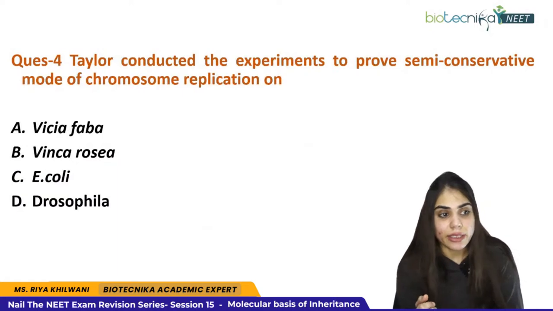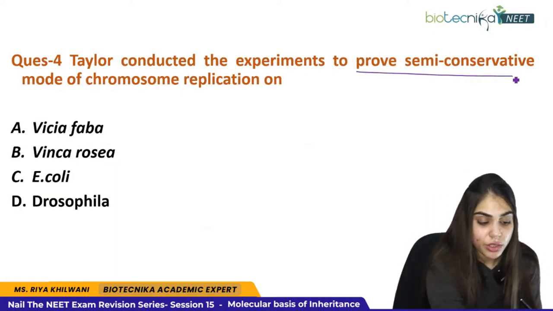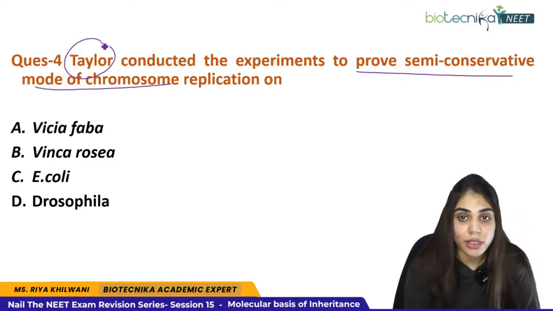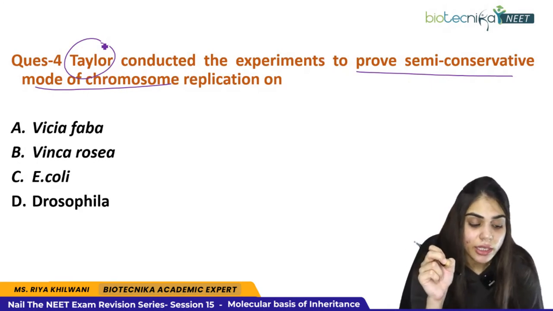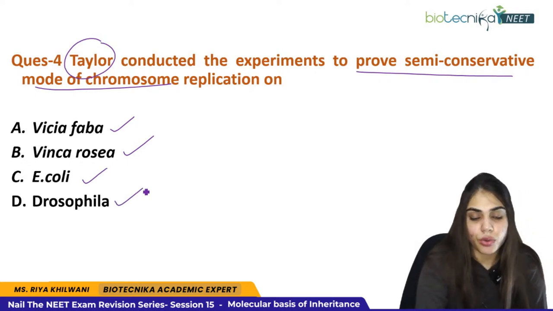So Taylor conducted the experiments to prove the semi-conservative mode of chromosome replication. Taylor proved this semi-conservative mode of replication in eukaryotes. Which organism did he take? He took Vicia faba, Vinca rosea, E. coli, or Drosophila.